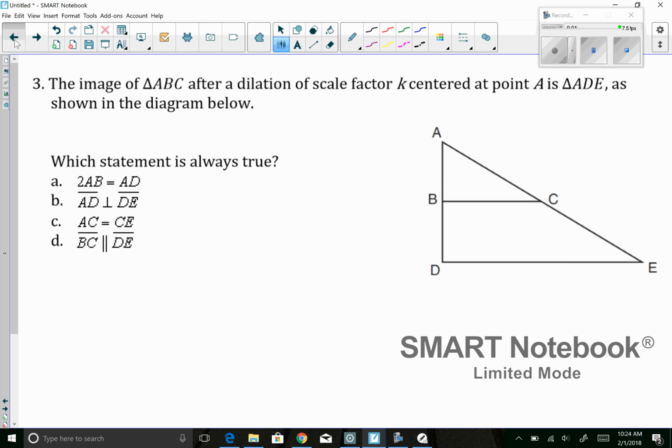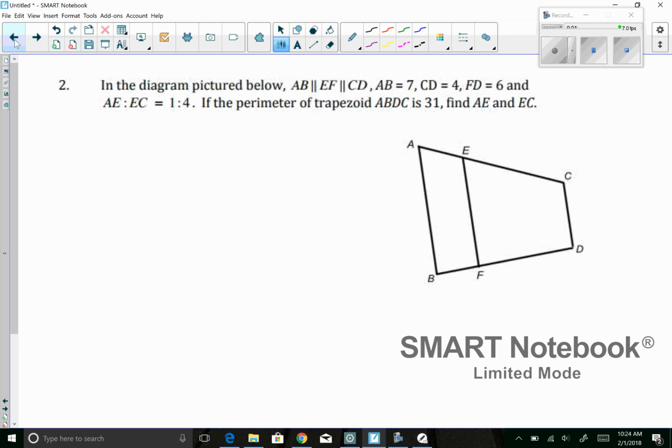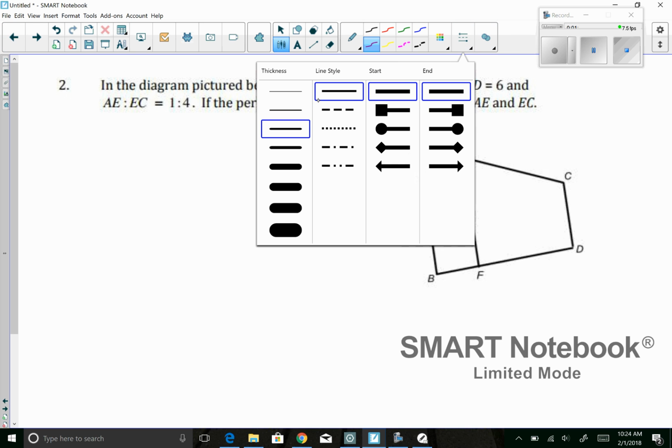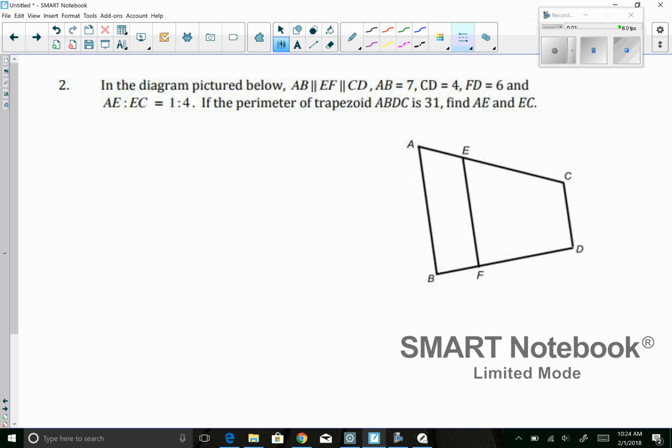So if we look at number 2, it tells us that all three of these lines are parallel to each other. So again, the opposite sides that are non-parallel are proportional, in the same proportion. It says AB is 7, CD is 4, and FD is 6. And it tells us that these two sides are in a ratio of 1 to 4, meaning these two sides are also in a ratio of 1 to 4.